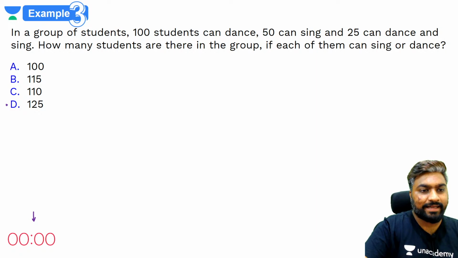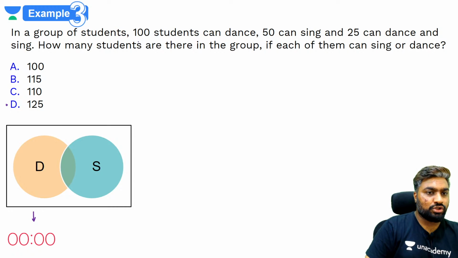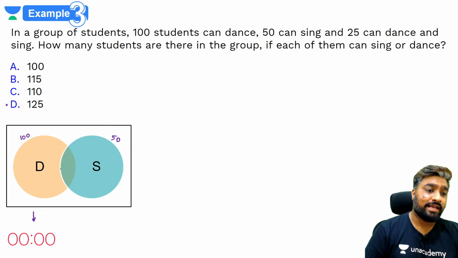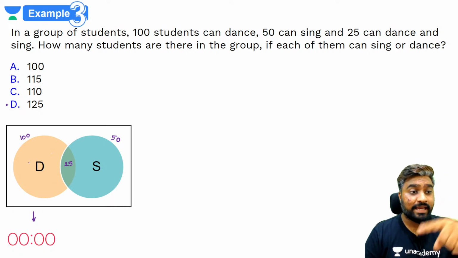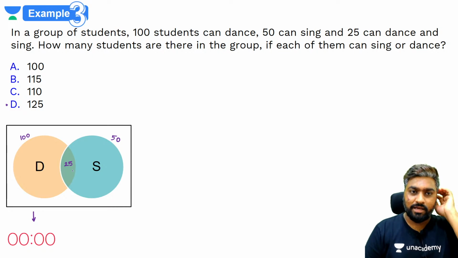Alrighty. Now let's quickly check this. We have 2 sets. In a group of students, 100 students can dance, so the number of students who can dance is 100. 50 can sing. 25 can dance and sing. They're extremely talented, right? 25 people belong in the intersection part because they can dance, and they can sing. These are the people who participate in Dance India Dance as well as Indian Idol, cry in both reality shows and then get a ticket to Mumbai or wherever they're taking them.